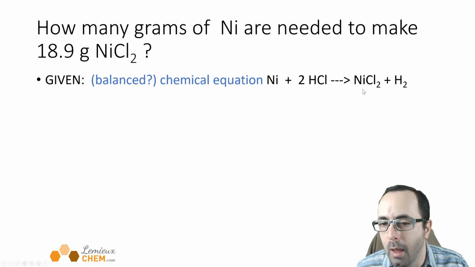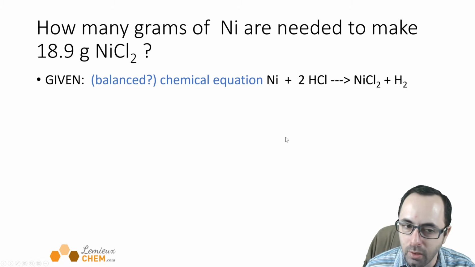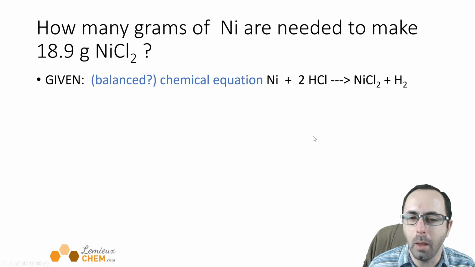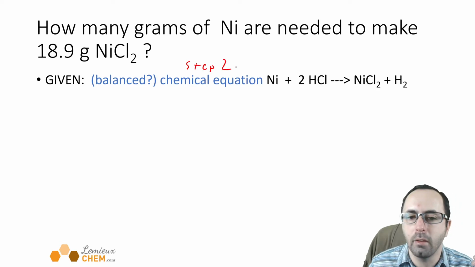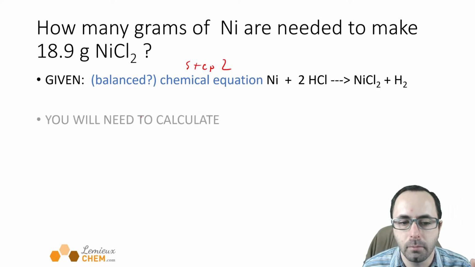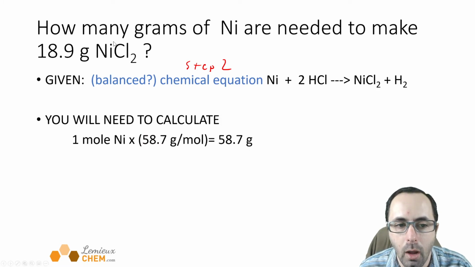Is this equation balanced? Well, it's got 1 nickel, 2 times 1, 2 hydrogens, 1 times 2, 2 hydrogens, and 2 times 1, 2 chlorines, and 1 times 2, 2 chlorines. So it is balanced. We got the balanced equation. We also need the molar masses. Remember, balanced equation is for step 2, and molar masses are for step 1 and 3. So we need to calculate molar mass for nickel 2 chloride.